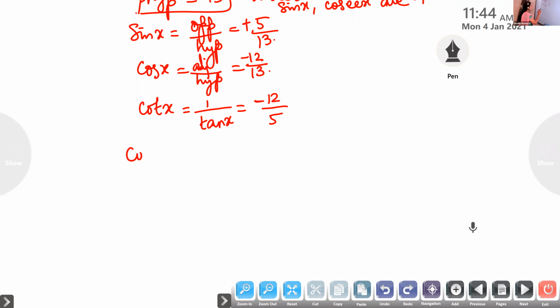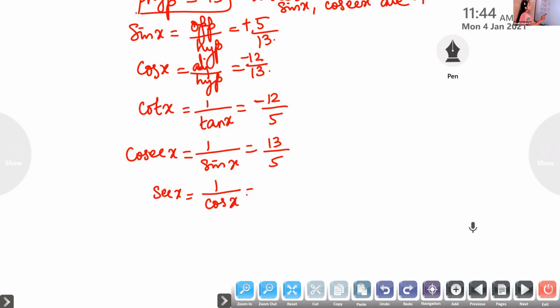The next is cosec x. What will be cosec x? It is the reciprocal of sine. So it is 13 by 5. And what will be sec x? Sec x is 1 by cos x. So which is negative 13 by 12.